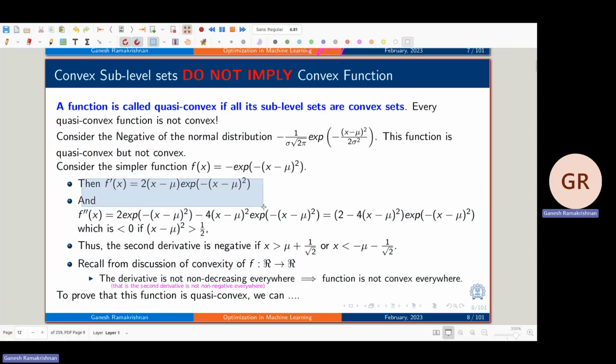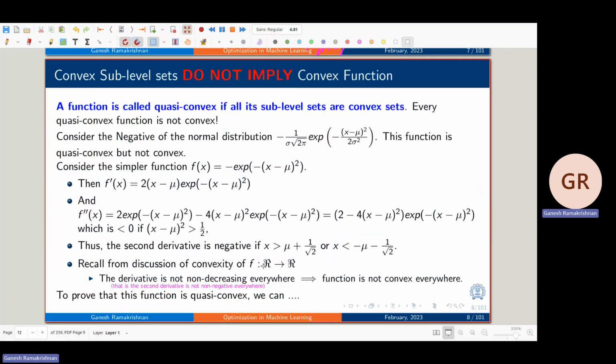F dash x is, you just take 2 into (x minus mu) exp of minus (x minus mu) square. F double dash x you can again evaluate, very similar to what I did for the case of log of absolute value of x, right? And the second derivative is negative if x is greater than mu plus square root 1 by 2, or if x is less than mu minus square root 1 by 2. Okay. So the derivative is not non-decreasing everywhere. Or in other words, the second derivative is not non-negative everywhere.